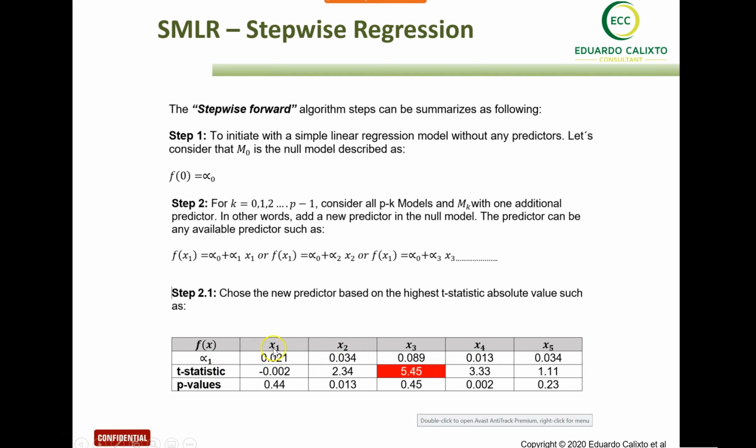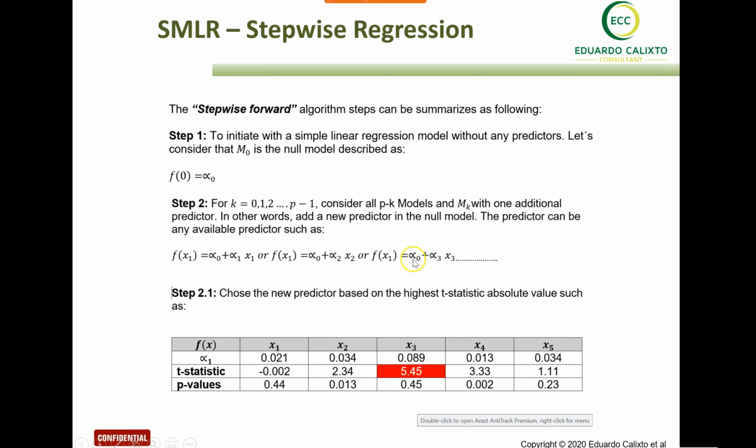Then for each one of them, we calculate this parameter here of the equation, and for each one of them we have a t-statistic and a p-value. So here what I suggest is to use the t-statistic, and the one that has the higher t-statistic will be the one to go into this equation. So that means if I choose x3, the equation will be these parameters, will be this equation here.